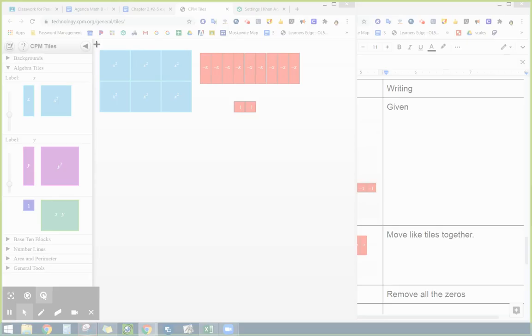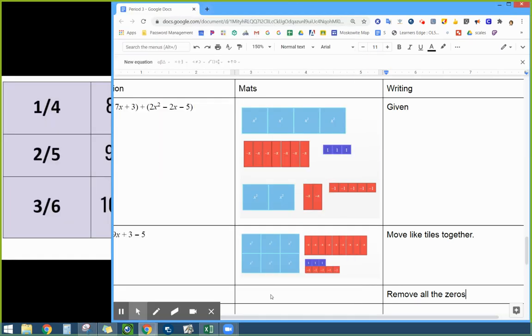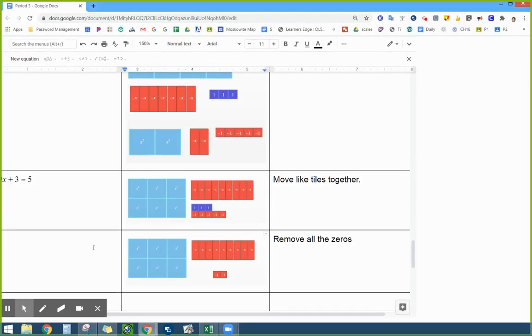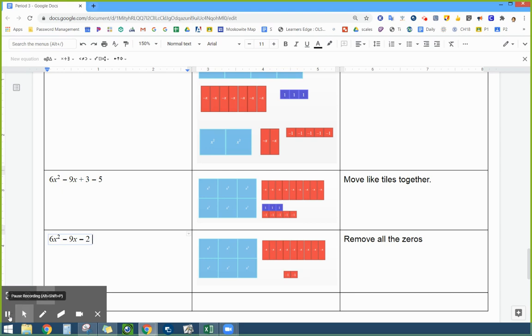Take your final picture. And this is your simplified expression that you would write for line number 3. I often like to copy and paste my expression so that I don't have to type as much. Finishing problem number 5.